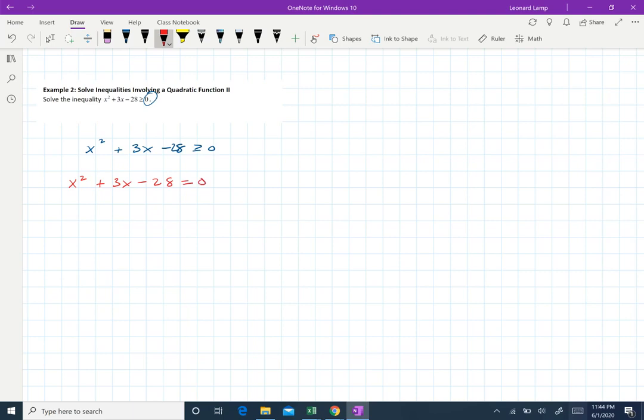Okay, I already know it's a parabola that opens upwards. I just want to know, where does it touch the x-axis? So watch me do this a little bit quicker. I factor this to plus 7 and minus 4. So I know that my x-intercepts are negative 7 and 4. Okay, so I'm not even graphing this. I already know that my x-intercepts are -7 and +4, right?